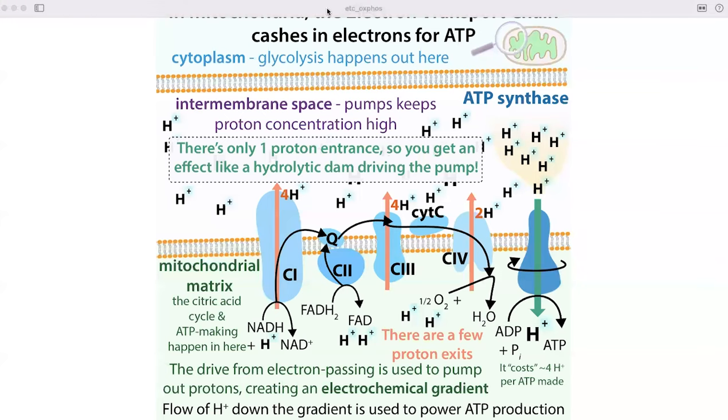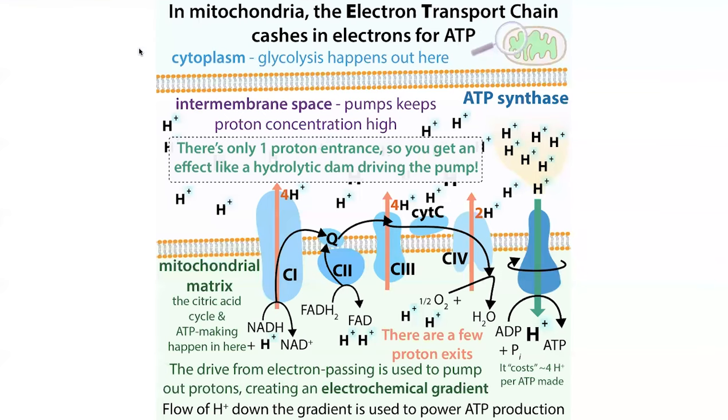So to review, we can break down all sorts of different fuel sources through oxidative reactions in which we pass electrons from them onto other molecules. More specifically, we're passing them initially to NAD or FAD. Then these electron carriers transfer those electrons all the way into the mitochondria.